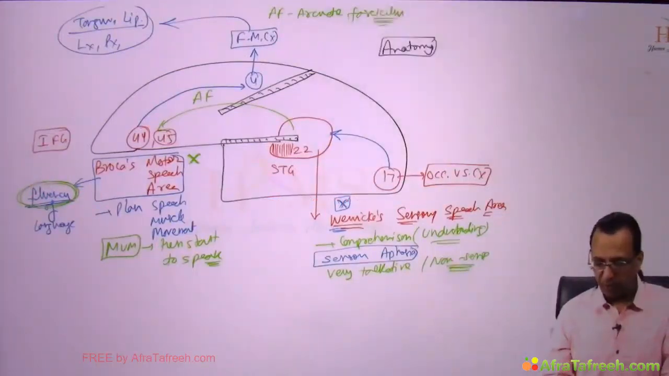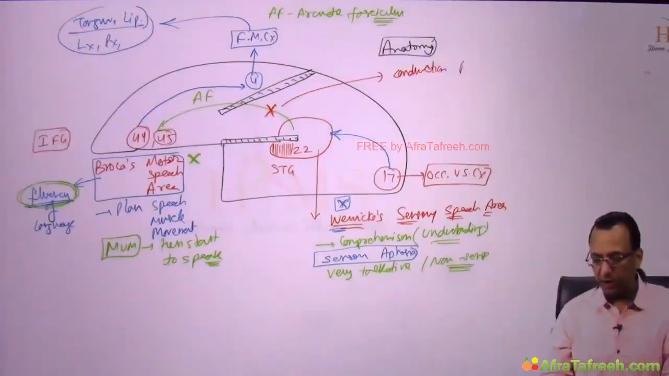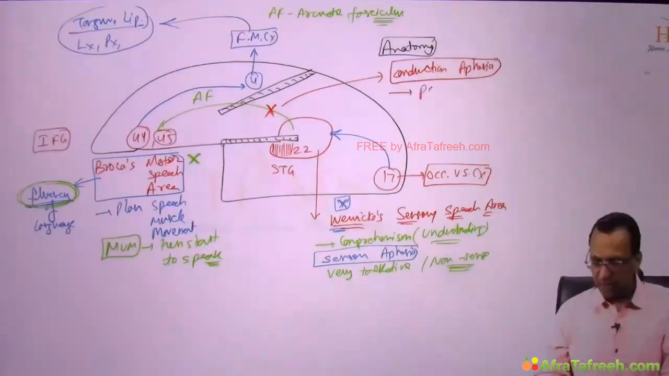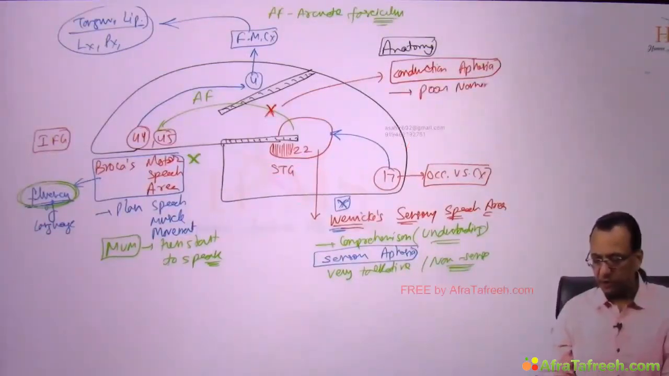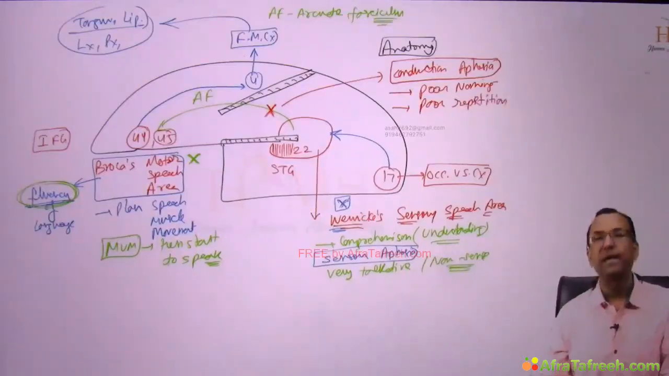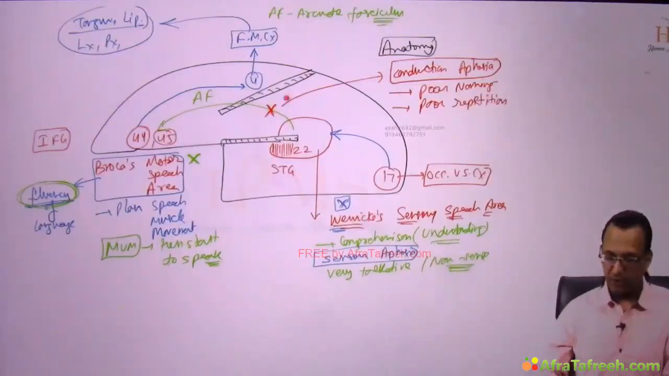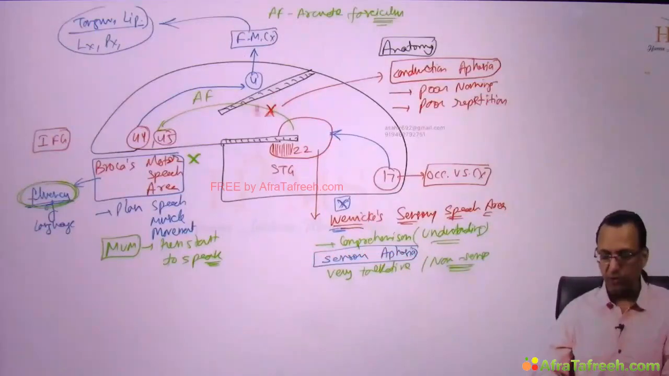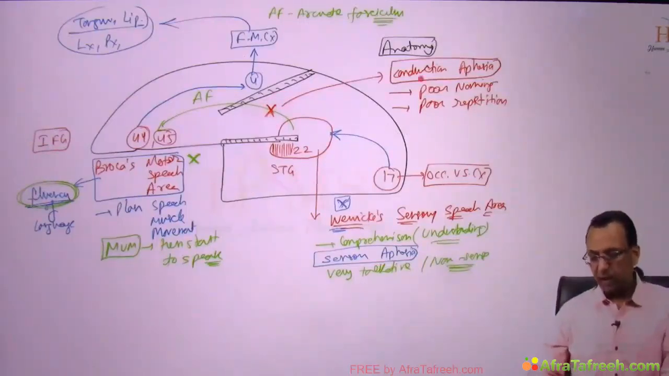And what if I have a lesion of the arcuate fasciculus? If you have a lesion of the arcuate fasciculus, it is called conduction aphasia. And how do I identify conduction aphasia? Conduction aphasia presents with poor naming and poor repetition of language, due to a lesion of the arcuate fasciculus connecting area number 22 with 44. One of the exam questions came on this: conduction aphasia with poor naming and poor repetition.